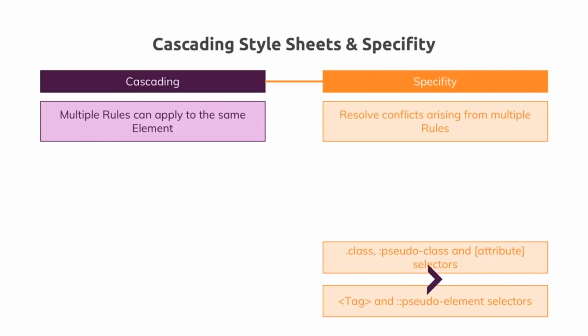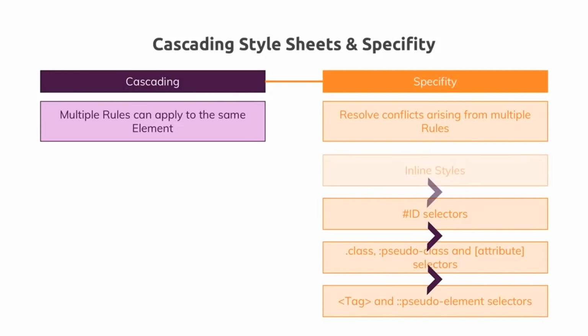A higher specificity is assigned to ID selectors. So if an element has a tag, a class, and an ID selector, and they all set the color of that element, the ID selector would actually win, no matter where it is positioned in the CSS file. The highest priority, however, is assigned to inline styles. We saw that earlier, but we shouldn't use them. But if you add them, they will actually override all other styles. They have the highest specificity.